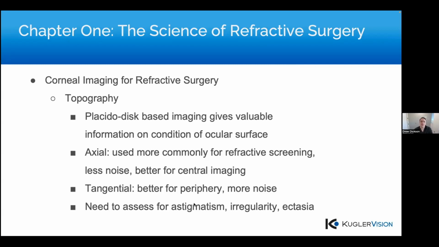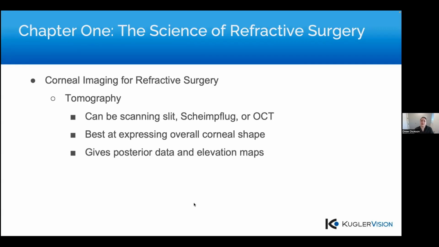So looking for signs for keratoconus or pellucid marginal degeneration or those types of things that we would be worried about and would potentially rule out someone from being a refractive surgery candidate. So that's topography. We're just looking at the anterior curvature of the cornea. Tomography goes a step further, where we're actually able to get posterior corneal data.